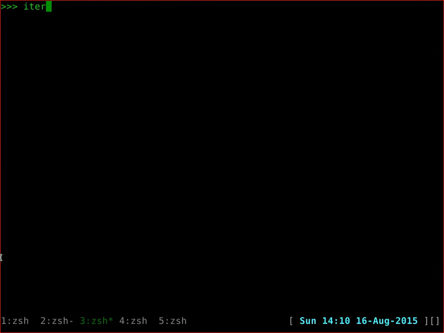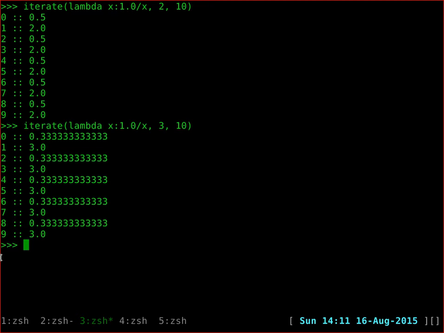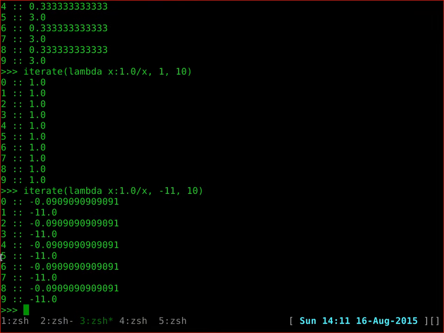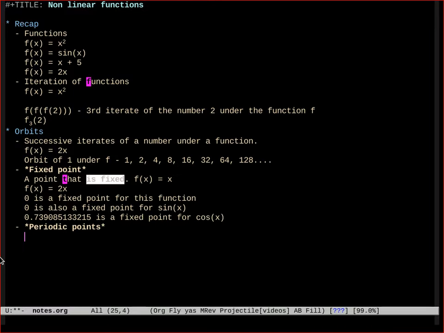So consider this, iterate, and I say lambda x, 1 by x. This is a function, and consider any number. Take 10 iterations. You can see that this goes between these two, 0.52, 0.52, 0.52, and this is the case with anything. Anything except, of course, 1, which is fixed, and minus 1, which is also fixed. So 1 and minus 1 are fixed. Any other point between minus and plus infinity, except 0, of course, is a periodic point. It alternates between 2 points. The orbit alternates between 2 values.